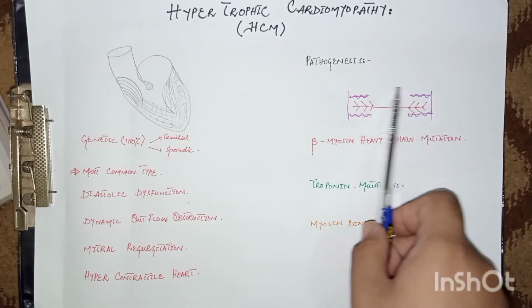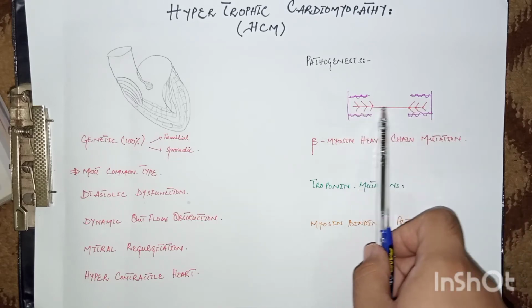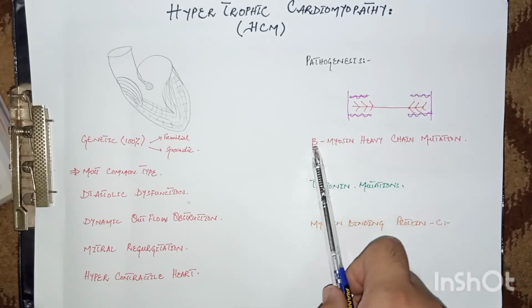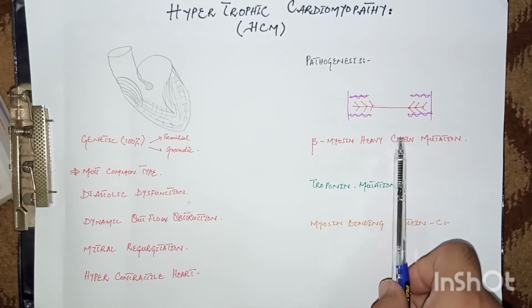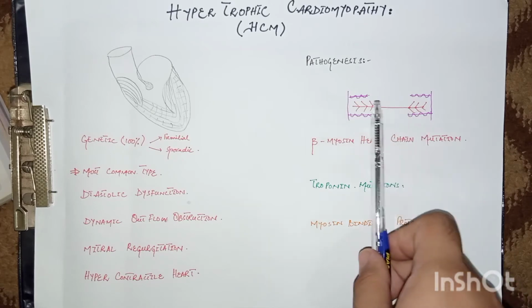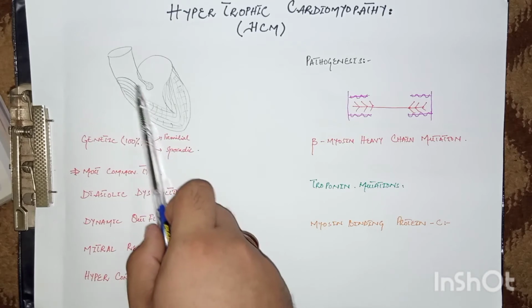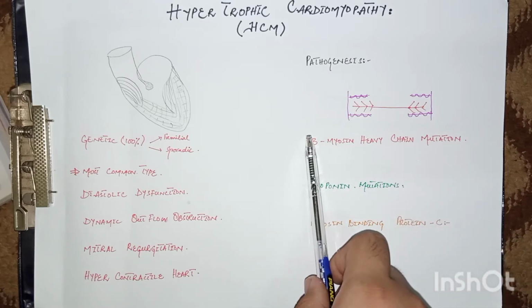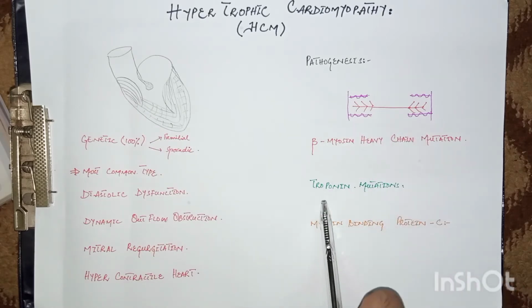This is the diagram of the sarcomere, which is the contractile unit of the muscle. As you can see here, this is the myosin filament and these are the actin filaments. When there is a mutation in the beta myosin heavy chain, there is defective force generation. The defective force generation leads to myocyte proliferation. Due to myocyte proliferation, hypertrophy of the left ventricle and asymmetrical hypertrophy of the septum occur. This is the most common mutation. The other, very rare mutations are troponin mutations and myosin binding protein C mutations.